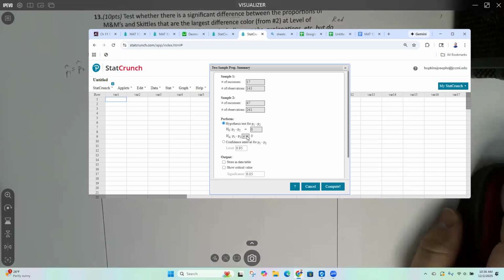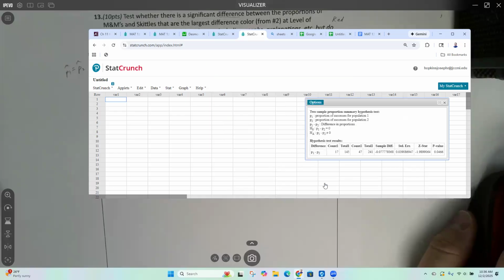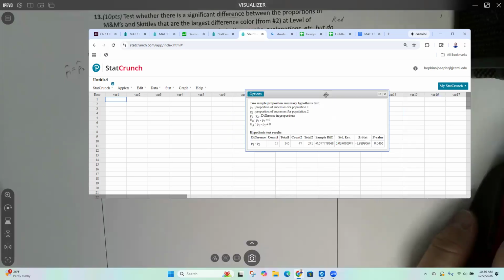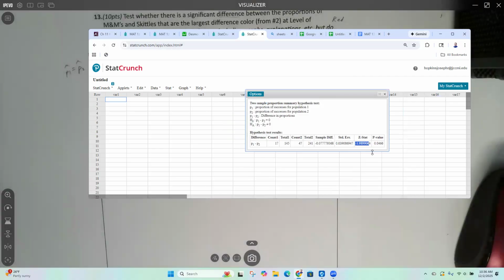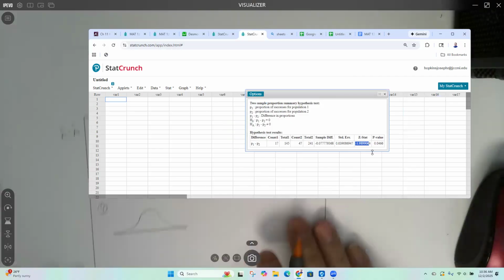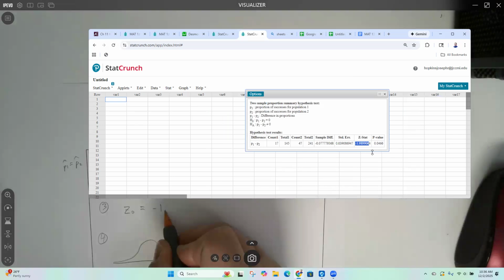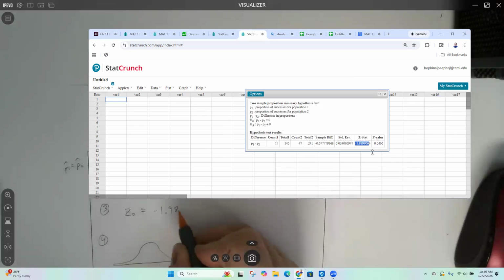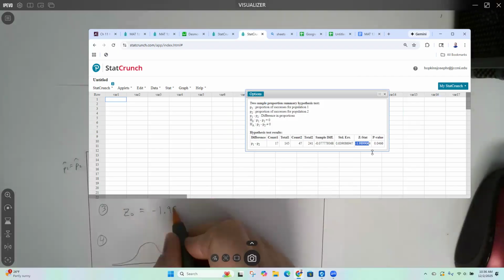But for this part, we are doing not equals, and we want to show our critical value, or no, it's going to give it to us. So don't do that. Just hit compute. There we go. Oh no, I do need that. I need my z stat. There it is. That's what I need. So that's my z0. Negative 1.989. So real close to 2.